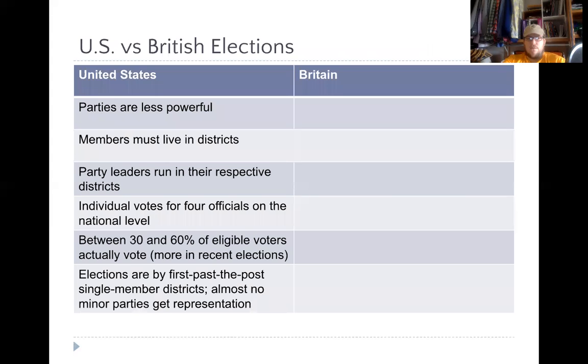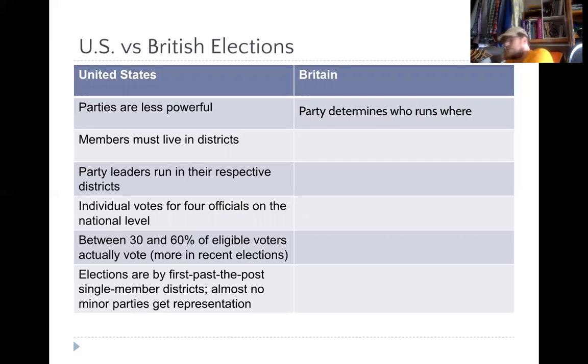In terms of looking at a comparison between the UK and the United States, in terms of our elections, the differences are quite notable. In the United States, parties are less powerful. Right now, people will argue that parties are more powerful because the existence of Republicans and Democrats makes it difficult for minor political parties to exist. But in the UK, the political parties get to dictate who runs where.